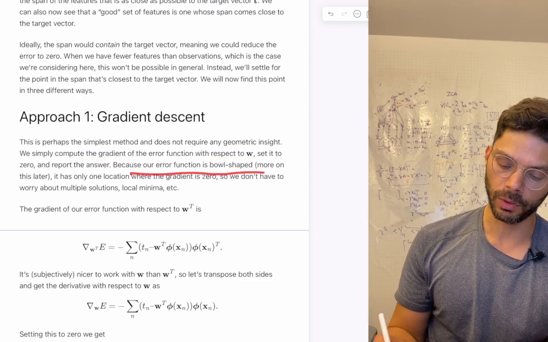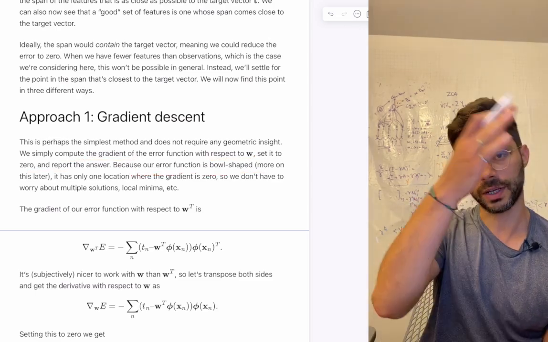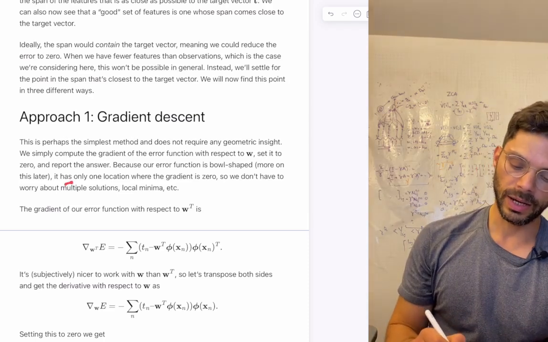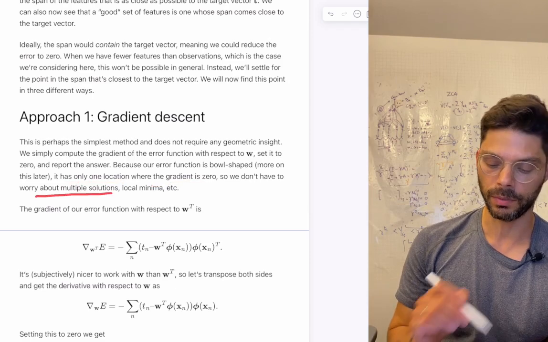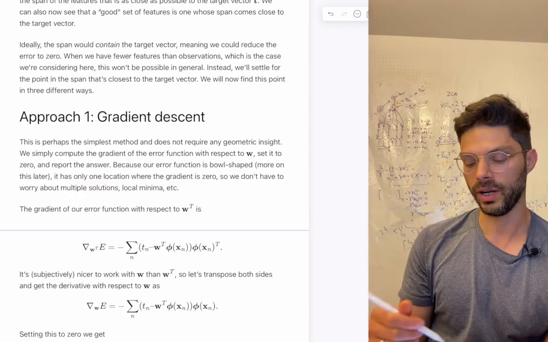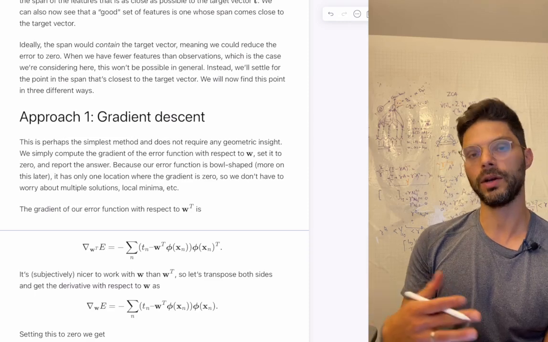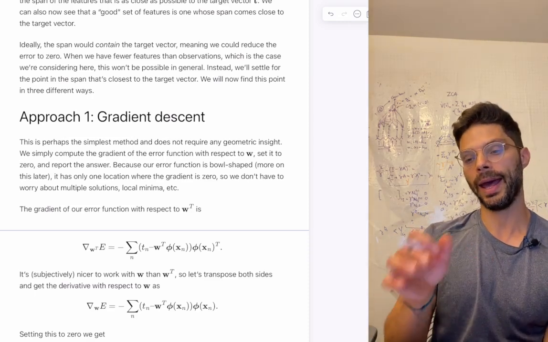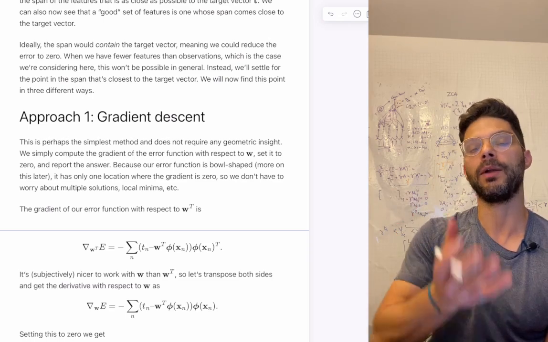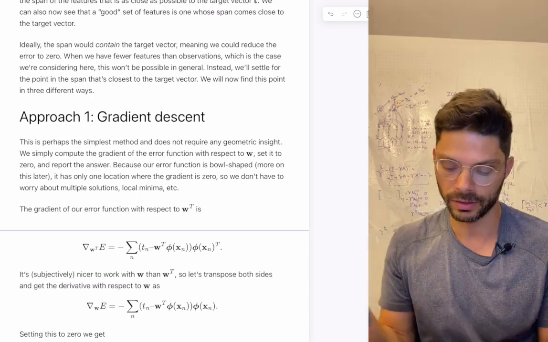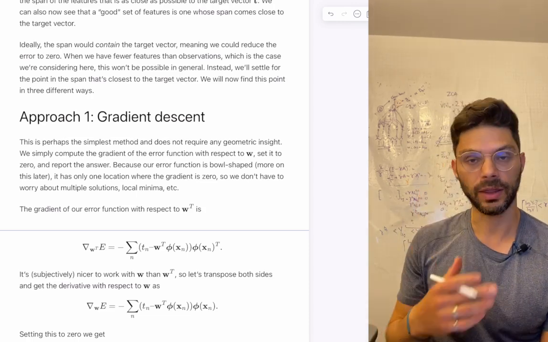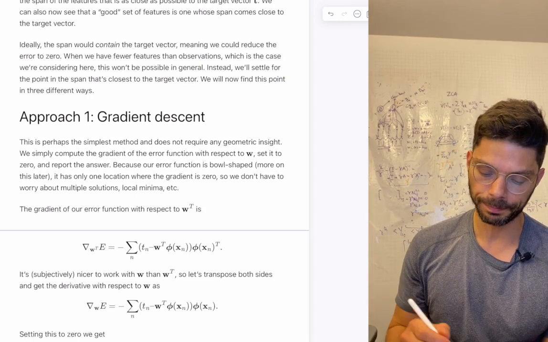Because our error function is bowl-shaped, and we'll talk about this at the very end, it's just like a parabola, it has only one location where the gradient is 0. So we don't have to worry about multiple solutions, local minima, etc. So the point is that when you find a point where the gradient is 0, that will be the solution, and it will be a local minimum, and it will be a global minimum. So this is the simplest possible case that you'll encounter, so it's very good to master it.